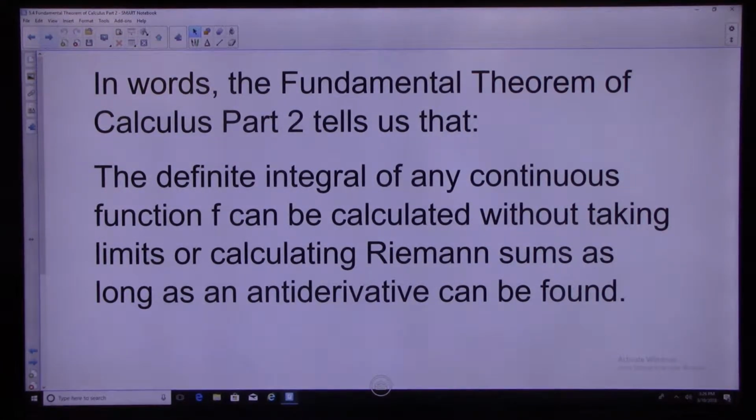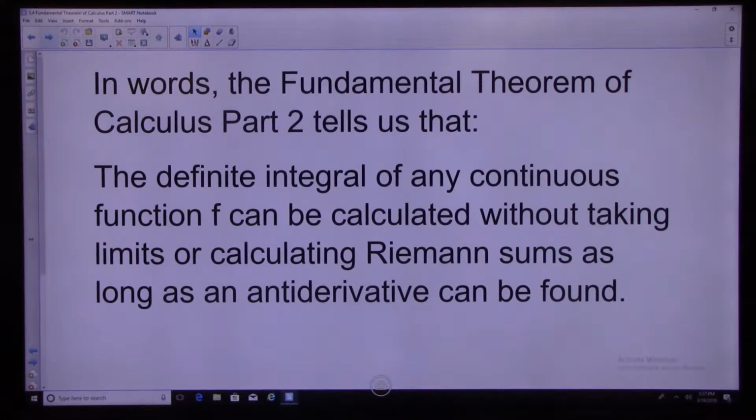Before we get to that example, let's write this down first. Okay, sorry, I might have lied. I do that a lot. So in words, the Fundamental Theorem of Calculus, Part 2, tells us this: the definite integral of any continuous function can be calculated without taking limits or calculating Riemann sums.